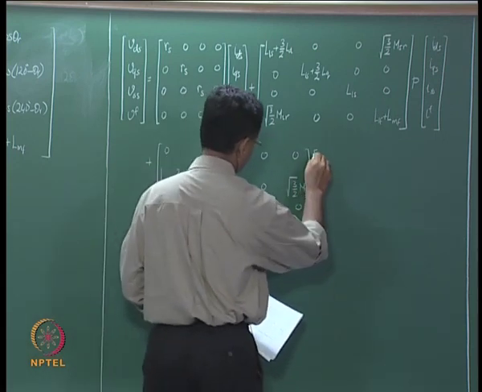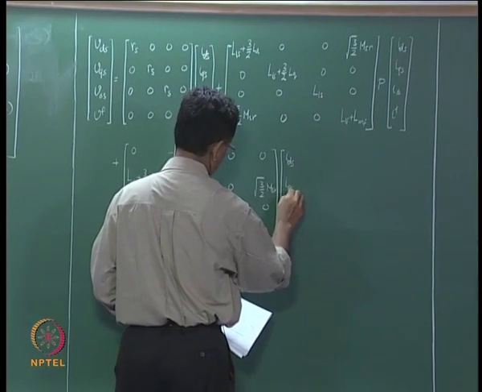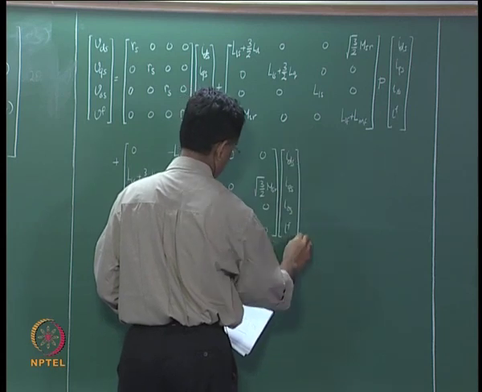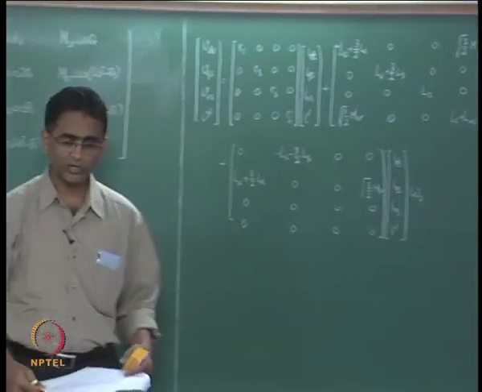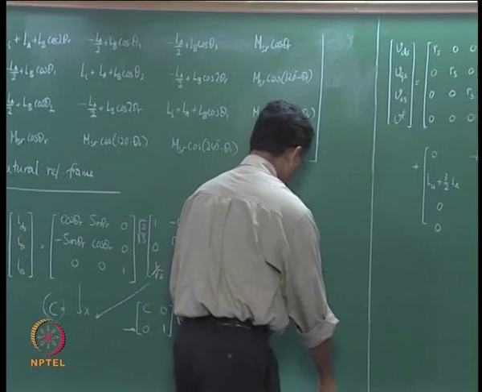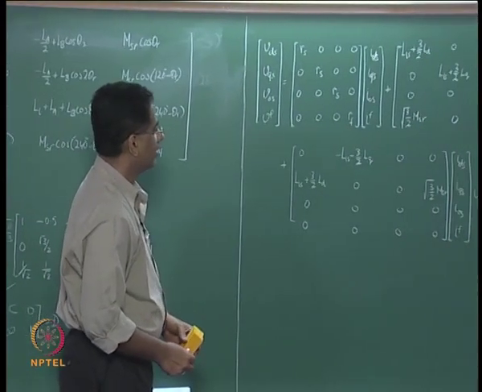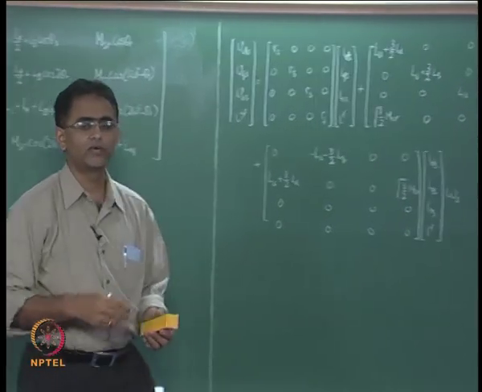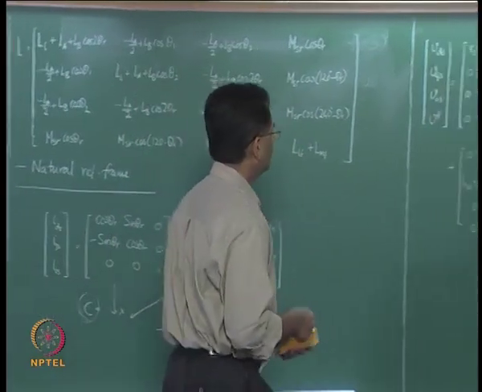This is multiplied by the current vector and by the speed omega s. Omega s is the synchronous speed. Now if we look at this expression, what we see is an arrangement very similar to what we had in the case of induction machines.